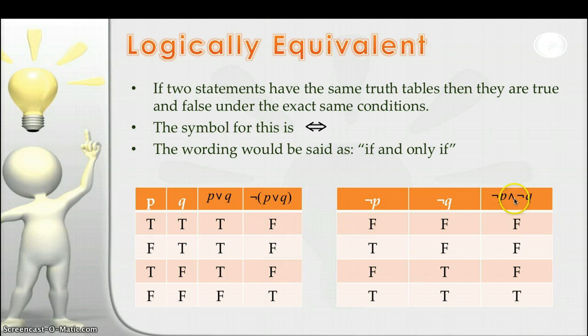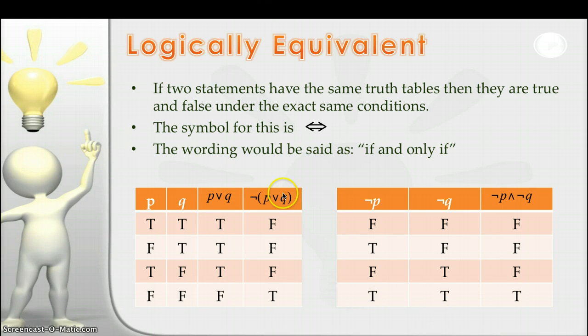This time we're going to use AND. So F and F is false. True and false is also false. False and true is false. And true and true is true. As you have learned before, for AND, it only becomes true when both of the statements are true.